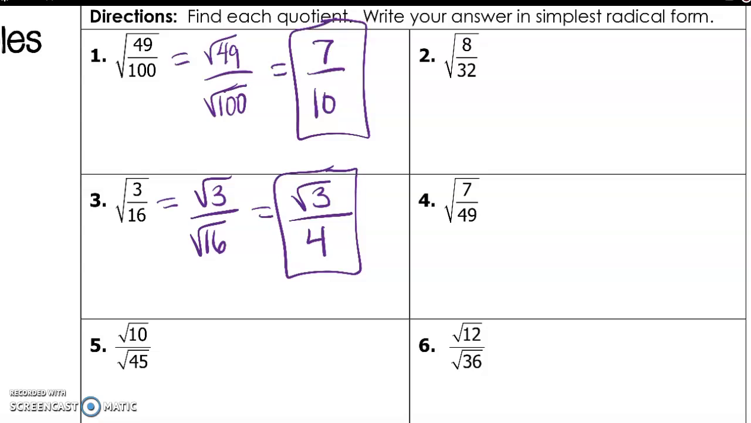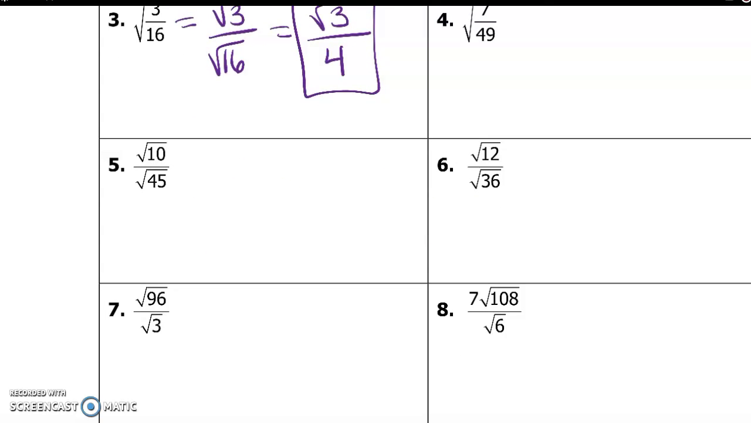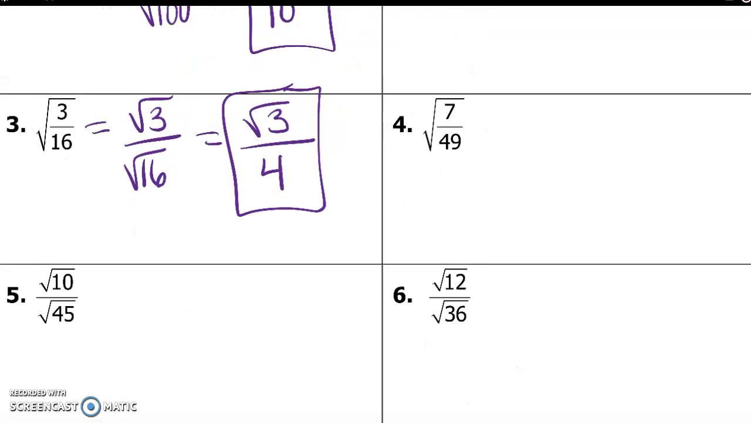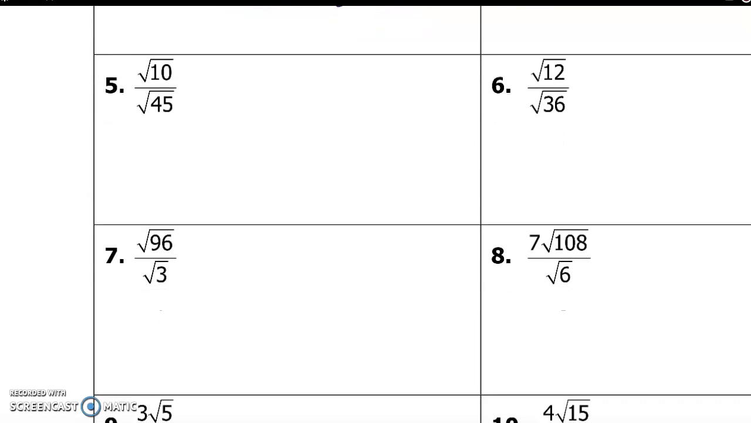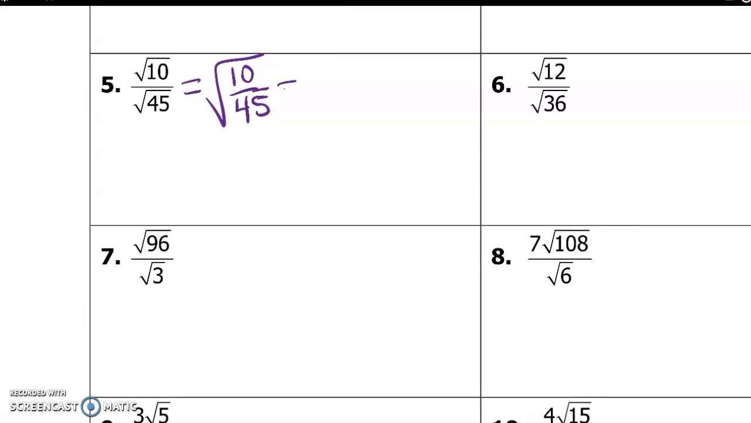When we look at number 5, 10 and 45, neither one of those are perfect squares. So I'm actually going to write a bunch of steps out, and you will be able to skip a lot of these steps. So what you want to think of is, since those can't be broken down with perfect squares, we are actually going to make this 10 over 45 inside the square root sign. So instead of having two separate square roots, we're going to make them into one big square root. So then you can simplify 10 over 45. 5 goes into both of them, or you can use your fraction key.